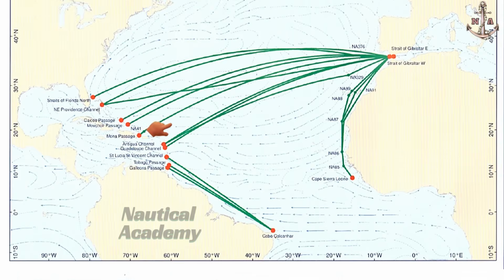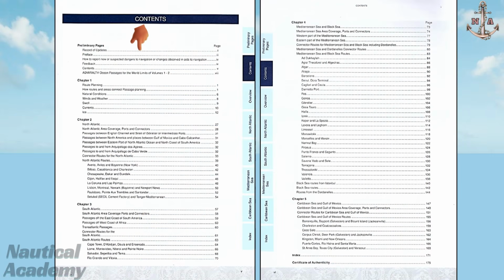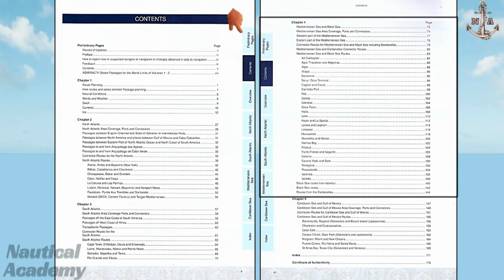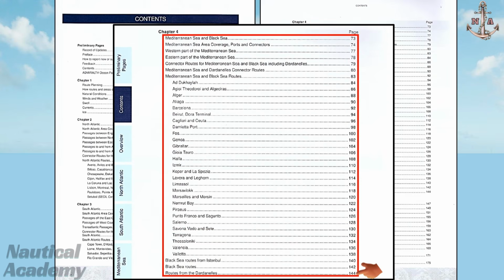Now, for the Great Circle track across the North Atlantic, we'll deal with that after we have determined our route within the Mediterranean Sea. So let's go to the table of contents. Here we can see that Chapter 4 covers the Mediterranean and Black Sea from pages 73 to 144.